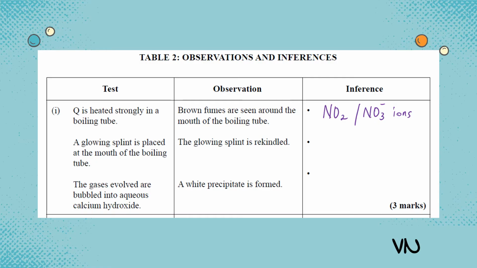Secondly, a glowing splint is placed at the mouth of the boiling tube. The glowing splint is rekindled, indicating that oxygen gas is present. All right, so O2 gas present. The gases evolve or bubble into aqueous calcium hydroxide. Observation being a white precipitate is formed. So we can say it is carbon dioxide gas being produced, or again we can say that Q contains a carbonate. So carbonate ions are present.